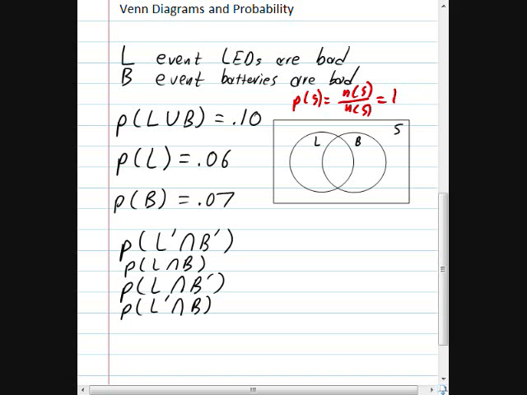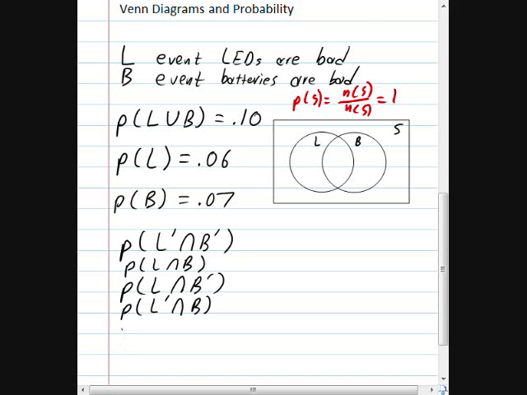Now let's see what information we have. We know the probability of the union, but that's a rather large space. We know the probability of L, but that takes up 2 regions. And finally, we know the probability of B, but that also takes up 2 regions. So we can't immediately write any of these down. Just like we did with the Venn diagrams using cardinal numbers, we're going to need to use some formulas to help us here, and the formula we're going to use is the probability of a union.